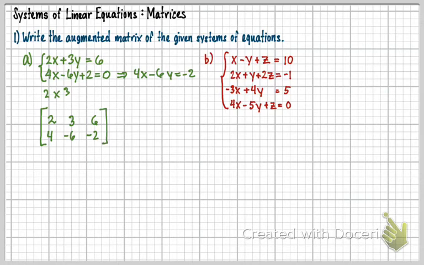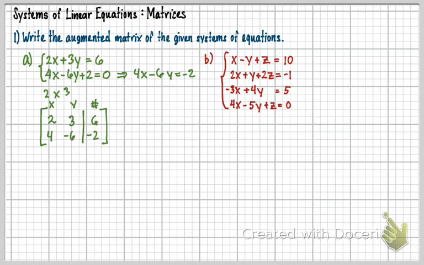And a lot of times you'll see a line between these. This is separating my x and y columns, my variable columns, from my solution column, or what it equals. So now looking at this, this would be my x column, this would be my y column, and this would be my number column. And that's how I look at those. So that is my augmented matrix.